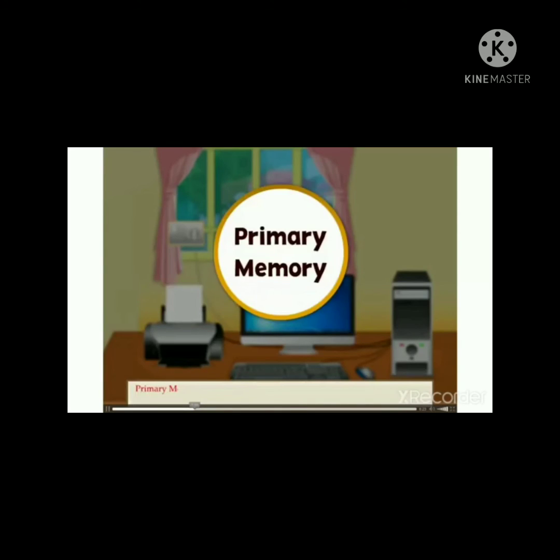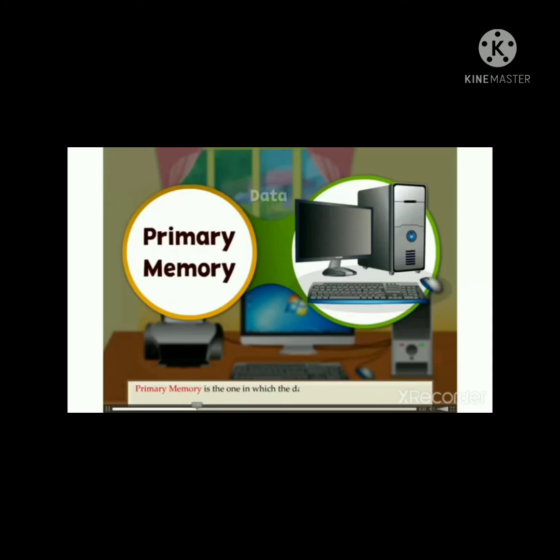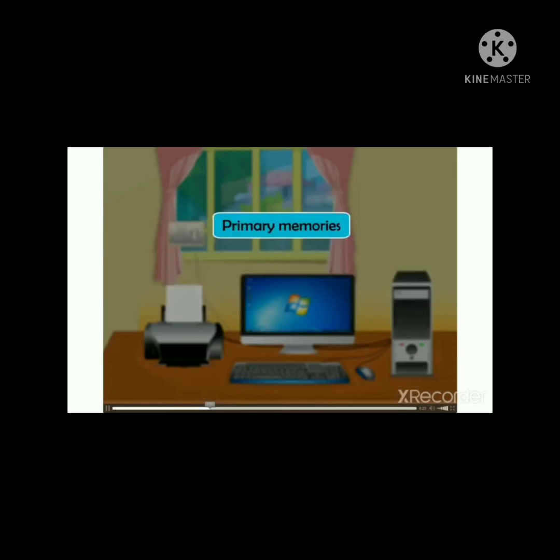Memory. There are two types of memory, primary memory and secondary memory. Now let us read and study about the primary memory. It is the one in which data, instructions and information are stored inside the computer. This memory can be directly accessed by the CPU and is also called the internal memory or main memory.